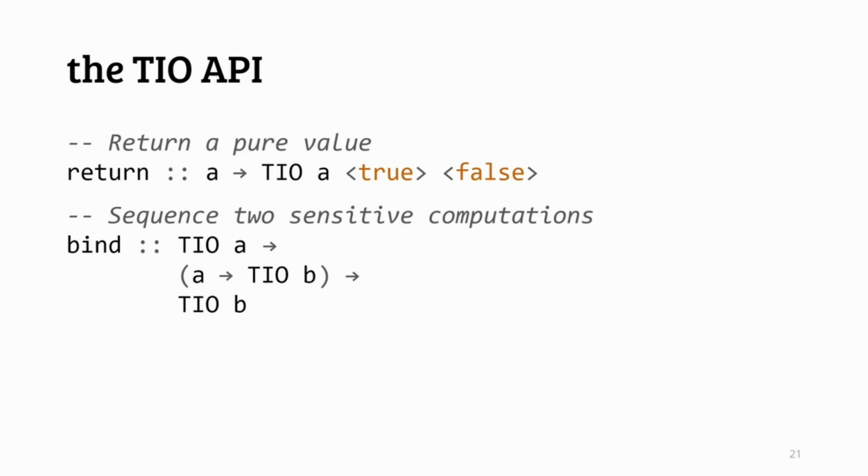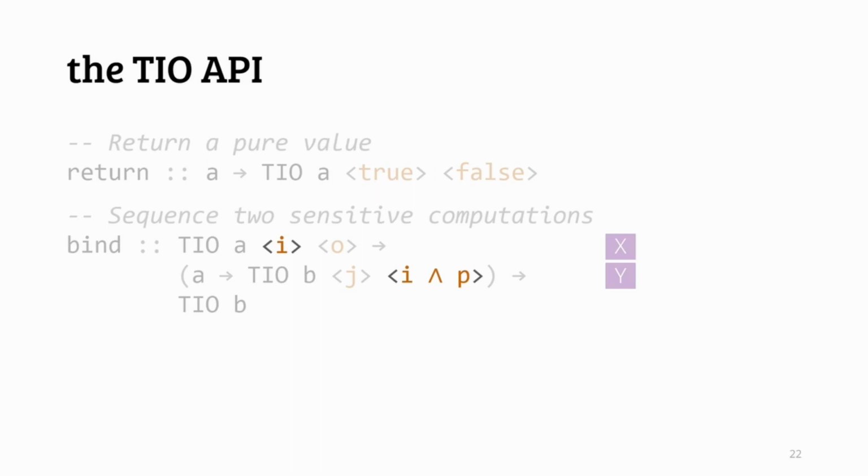Bind sequences two computations, X and Y, such that the result of X flows into Y. The type of bind is polymorphic in the labels of these actions, but not any four labels would do. To avoid leaks, we need to ensure that Y only outputs to those users who are allowed to see the result of X. This is encoded by adding the input label I of X as a conjunct to the output label of Y, essentially enforcing that Y's output label is more restrictive than I.